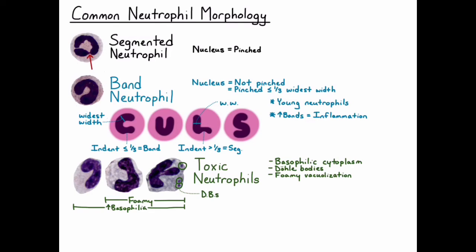So what does toxic change mean? Well, it's another sign of inflammation, and we use the amount of toxic change to identify the severity of the inflammation. So if there's more severe inflammation, then we might see all 3 of these toxic changes in the neutrophils. But if it's just a mild severity of inflammation, then we might just see cytoplasmic basophilia, or we might just see a few Dohle bodies. So we can track the amount of toxic change in the neutrophils in the patient to help guide prognosis. Is the inflammation getting better or worse?